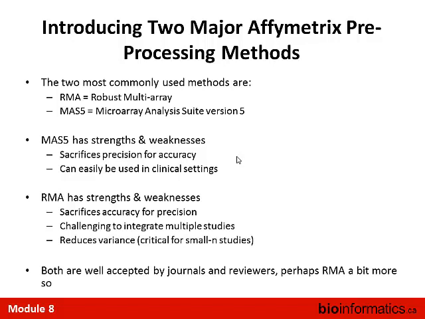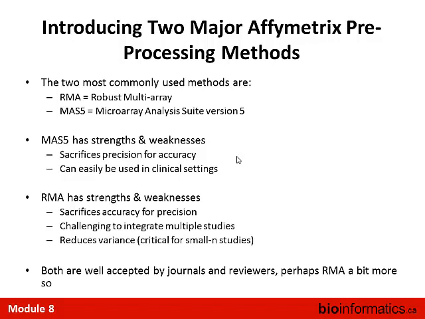We're going to start looking at some Affymetrix data. There are two major ways of pre-processing Affymetrix in the literature. Multi-array protocol, and it does full pre-processing. Both of these do pre-processing all the way from background correction, normalization, and probe set summarization. So they're completely rounded. RMA is a little bit newer than MAS5, and they each have sort of strengths and weaknesses.